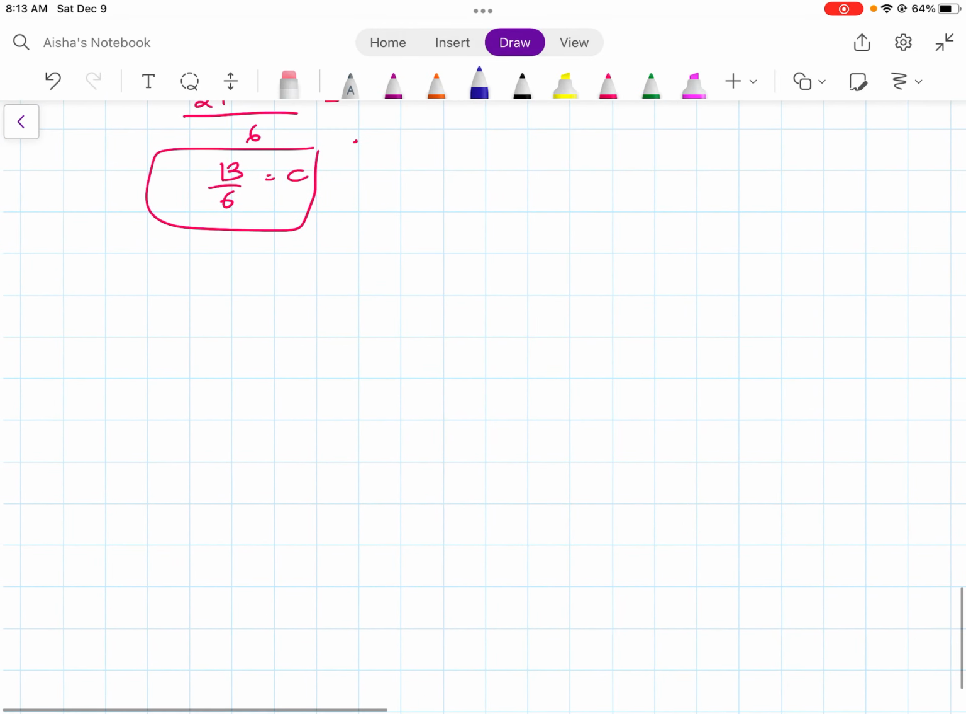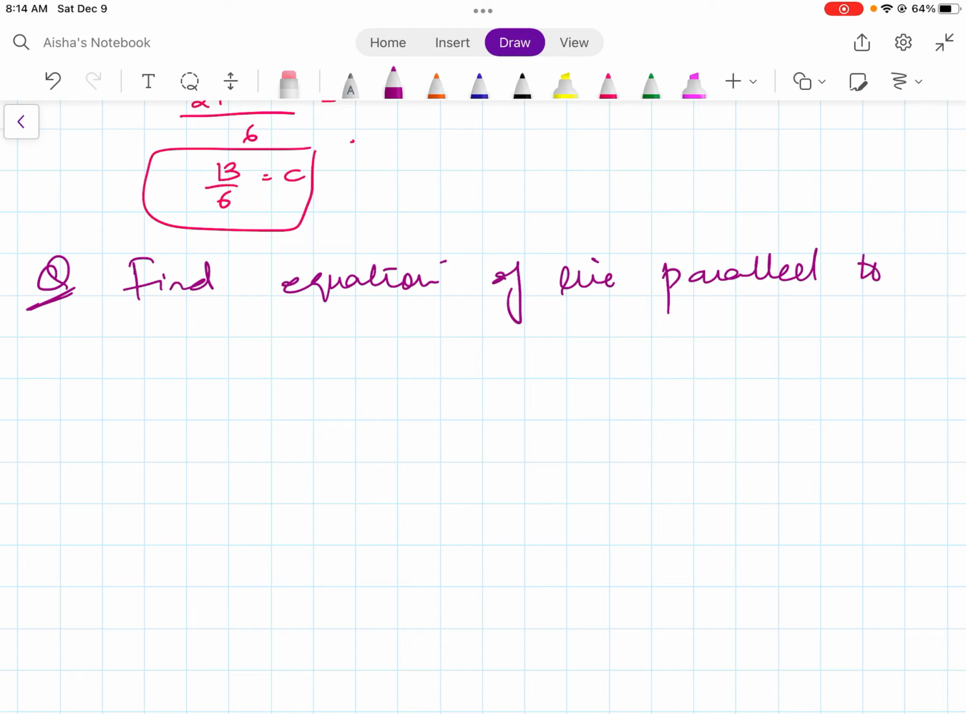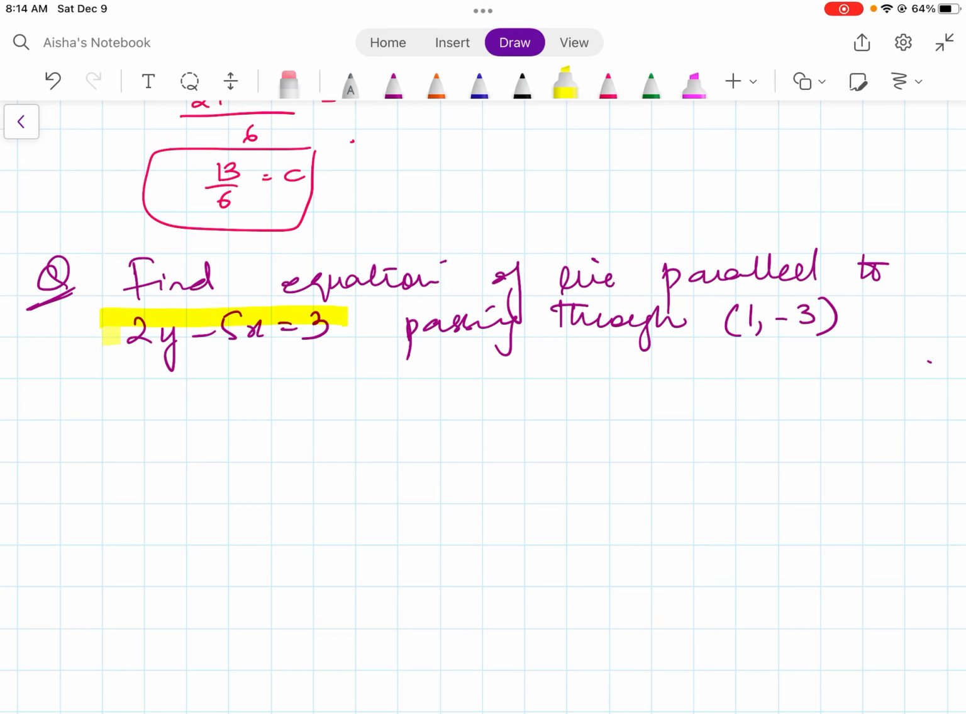Okay, now we have a couple more types of questions that they can ask you. Find the equation of the line parallel to y minus 5x equals 2, passing through 1 comma minus 3. Meaning, from the equation, I can find the gradient.